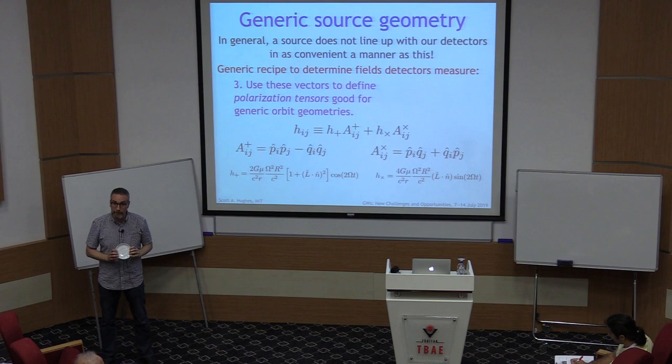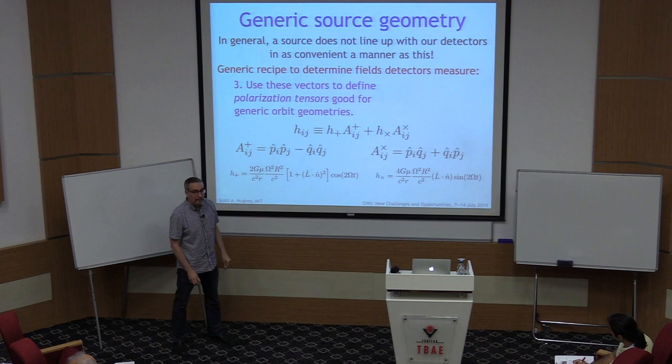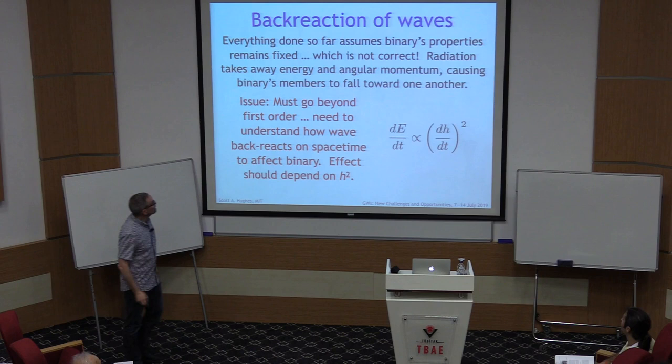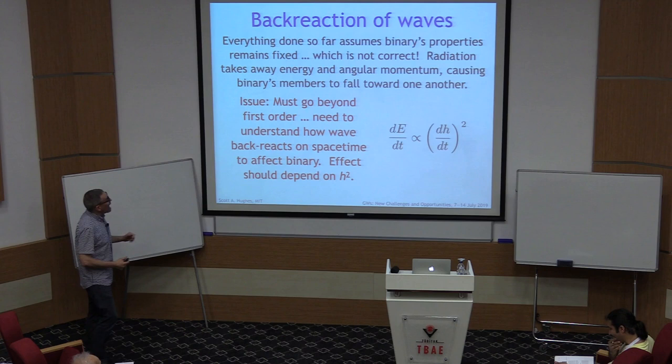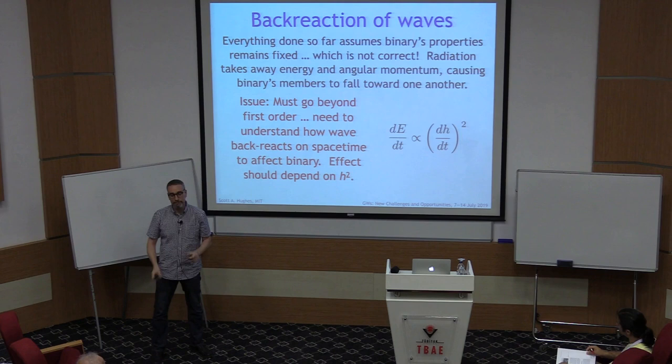How well I can actually measure those two things depends upon what the polarization tensors are, and that in turn depends upon where this thing is located in the sky relative to my detectors. So everything that I have done so far, I have imagined that I have a binary that's just sitting there in a circle, orbiting and orbiting and orbiting and never changing. That's wrong.